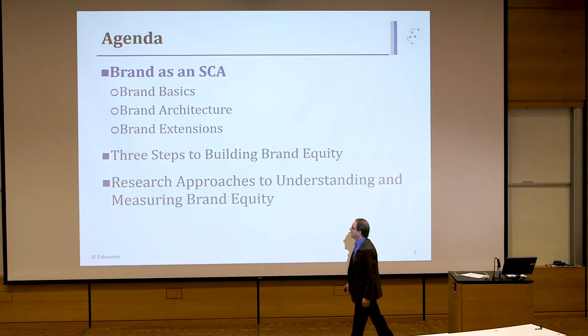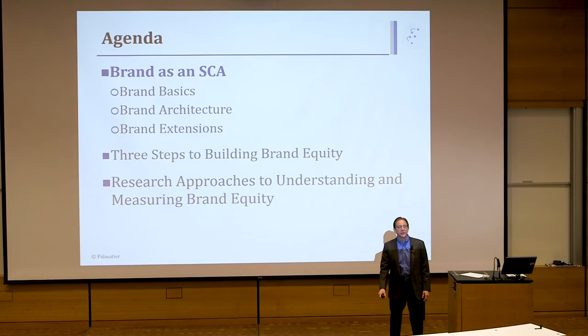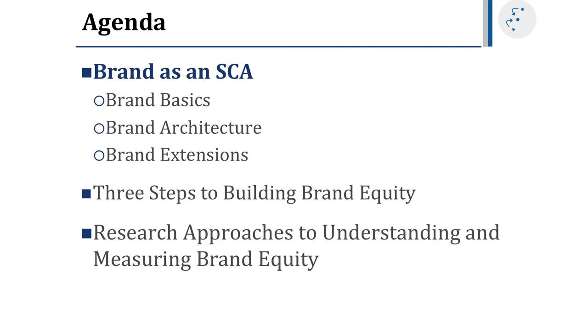The agenda we have for today is first we're going to talk about brands as a SCA, or a sustainable competitive advantage. We'll go through the basics, the architecture, and brand extensions. Then we'll look at the three steps of building brand equity, and then finally we'll end with research approaches to understanding and managing brand equity.